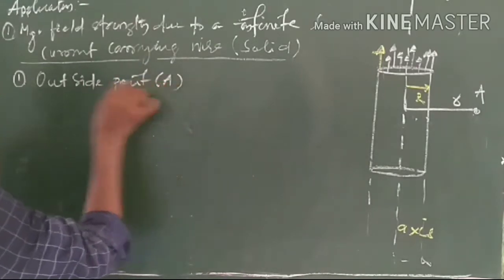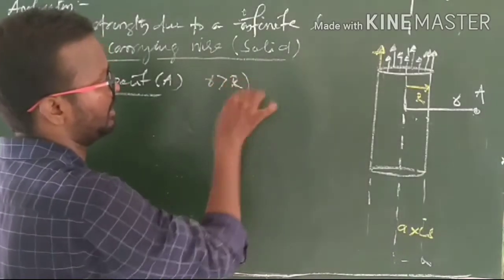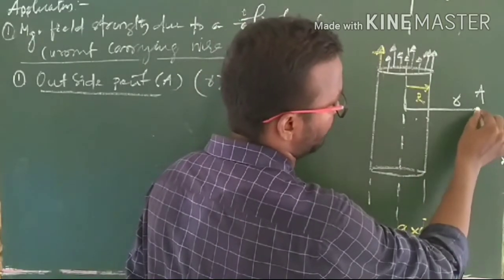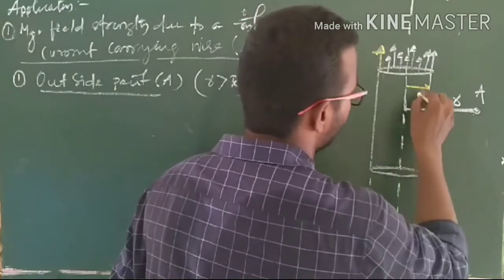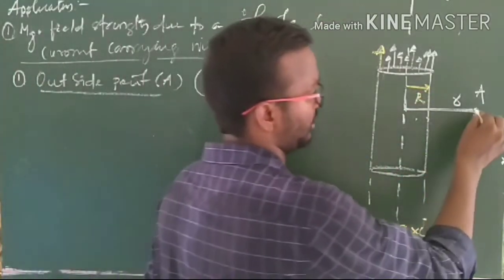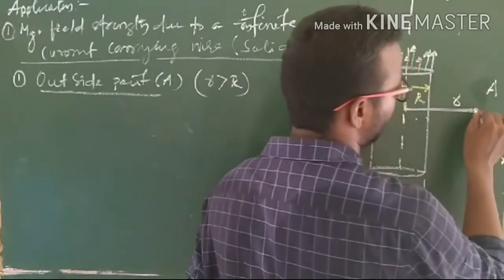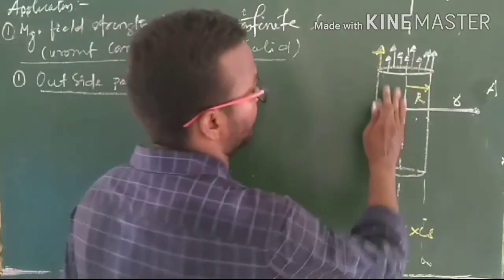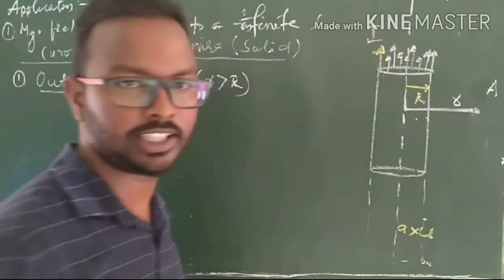Outside point P. That means here small r is greater than capital R. What is r? This is the distance from the axis where we have to find the magnetic field strength. Clear? But capital R indicates the radius of the cylinder. So this is point A, and here we have to find the magnetic field strength at point A at a distance r from the axis of the cylinder, and this is the direction of current I flowing through the cylinder. This is a solid cylinder. Clear?